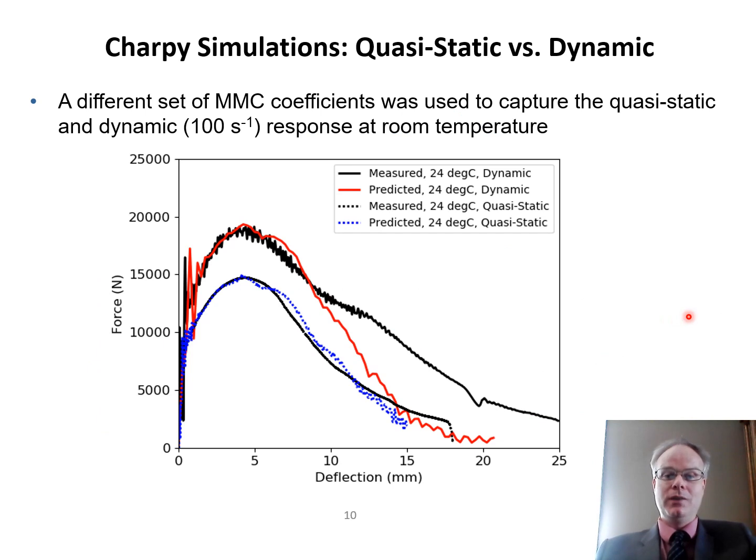So we're varying these 7 model coefficients until we match the experimental response, and we can do that reasonably well. We can capture the quasi-static and the strain rate response of the material without too much effort or too much change of the model. We can capture that response.